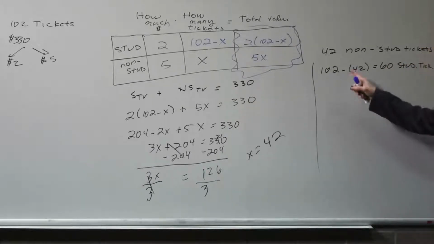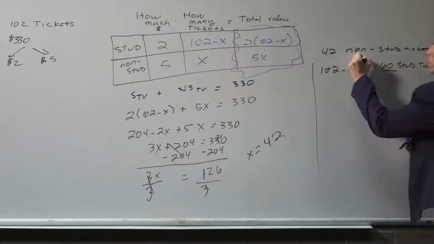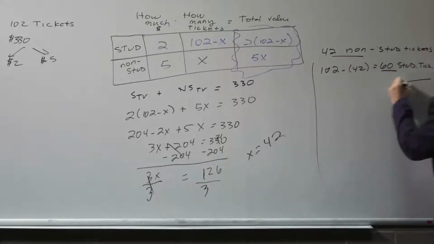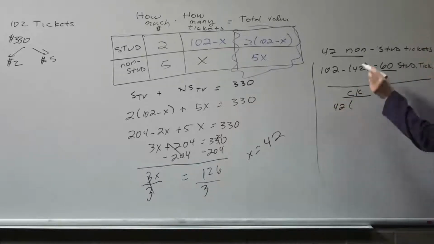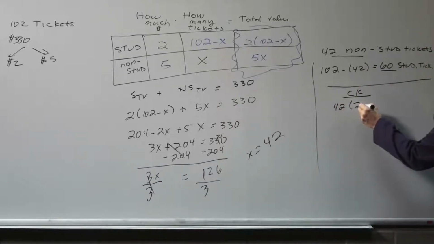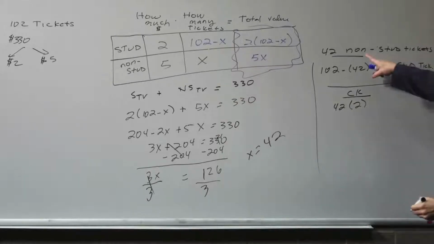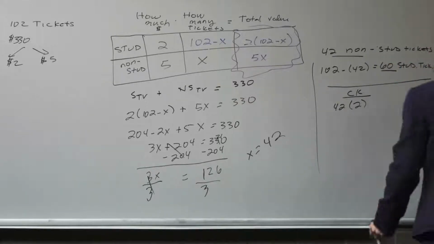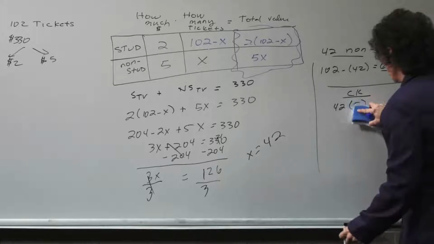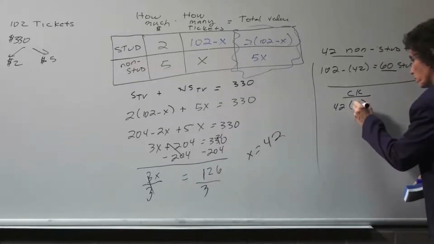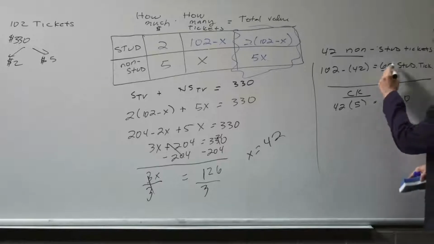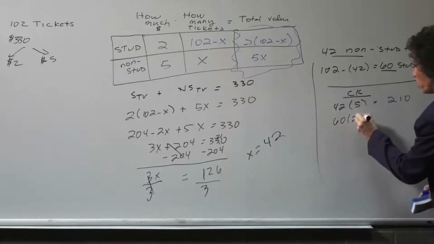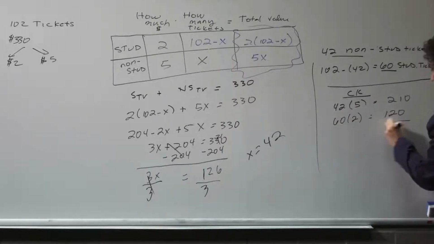Is there a way to check this? Well, of course there are. Here's the check. 42 non-student tickets. Student tickets are $2. Sorry, this is non-student tickets. Non-student tickets are $5. That's $210. And 60 student tickets at $2. That's $120. And there's your $330.